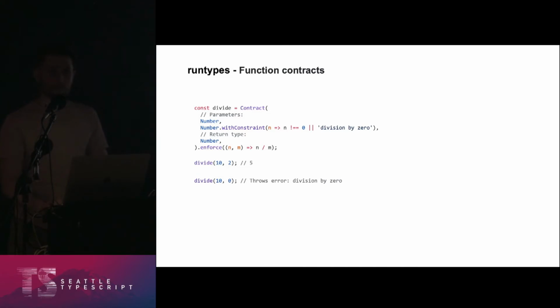Excuse me, on that error being thrown, is that at compile time or runtime? I believe at runtime. Yeah, because as you're executing this function, it's going to choke on the constraint there.